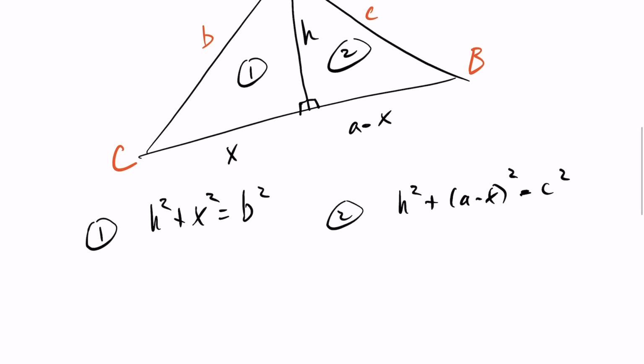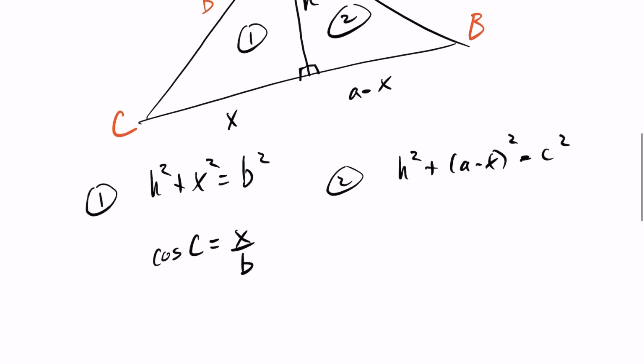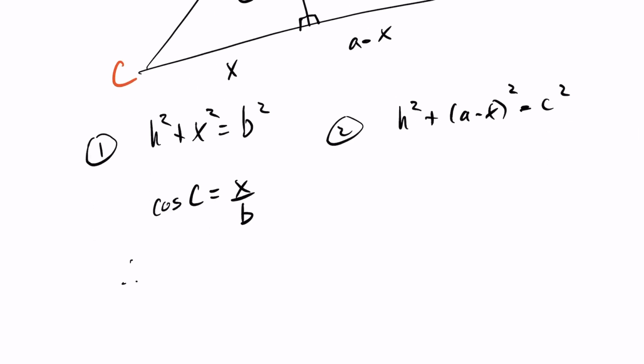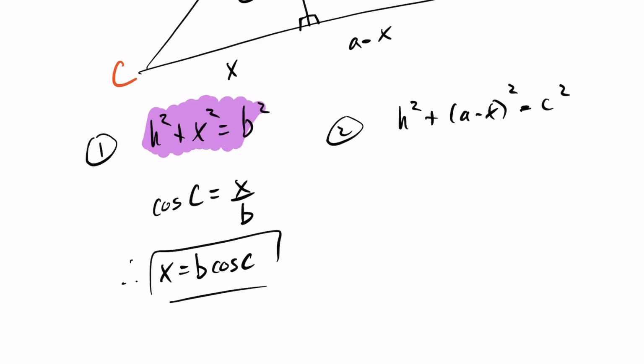Now, what we want to do is make the observation that the cos of angle C is going to equal x over b. So therefore, I know that x is going to equal b cos C. So I have this information here. Now, if we take a look at our two equations, I have h squared plus x squared is b squared, and I also have the other relationship. I'm going to isolate the h squareds and equate them.